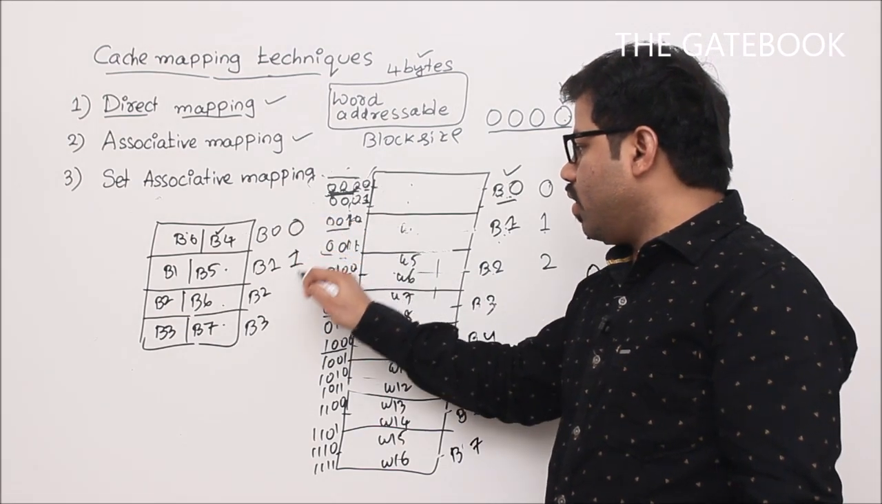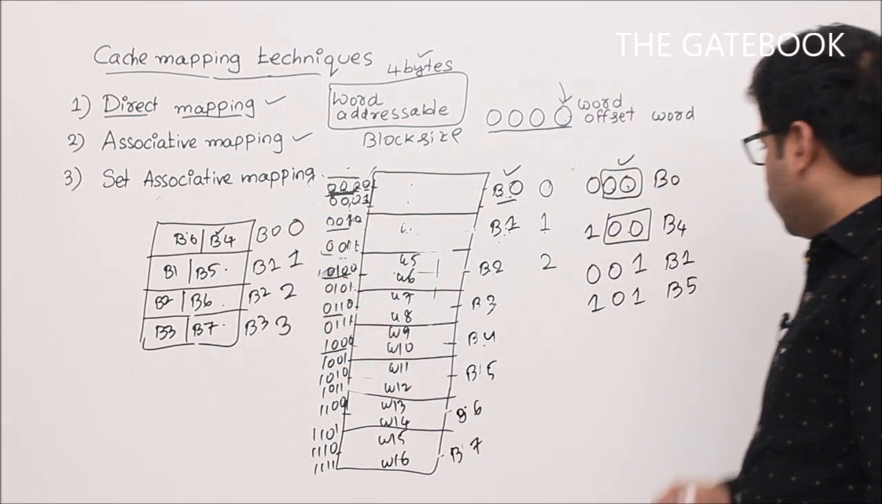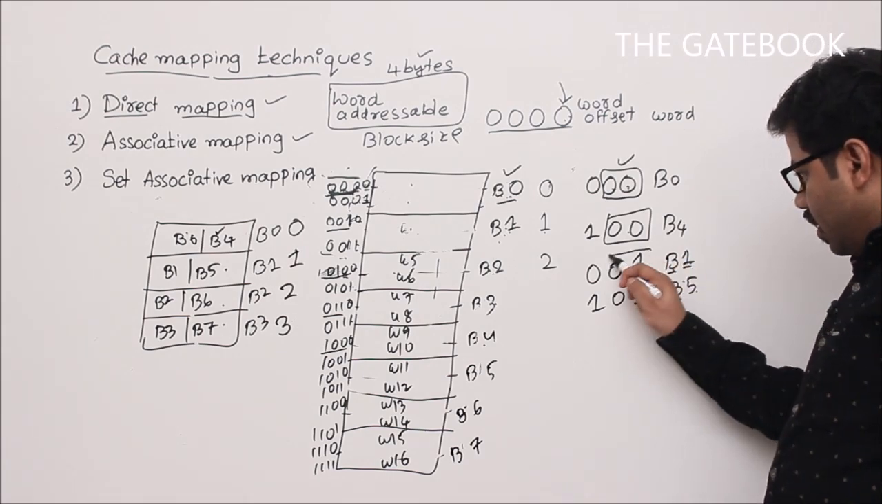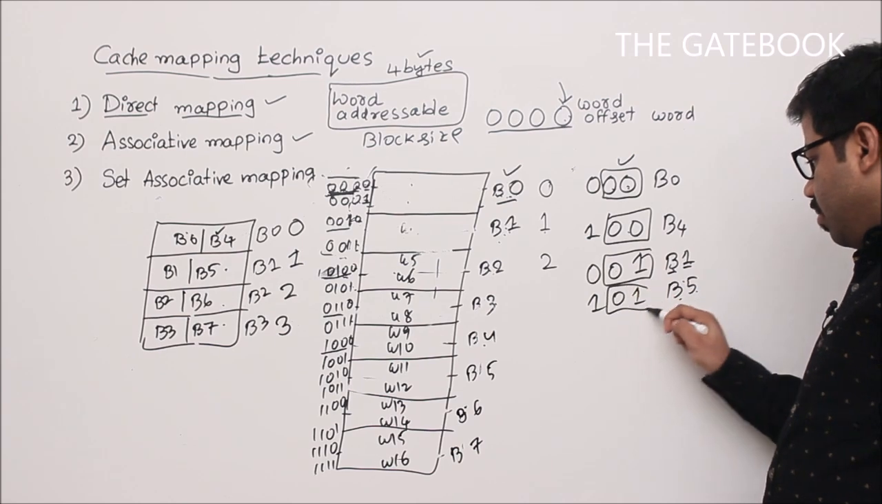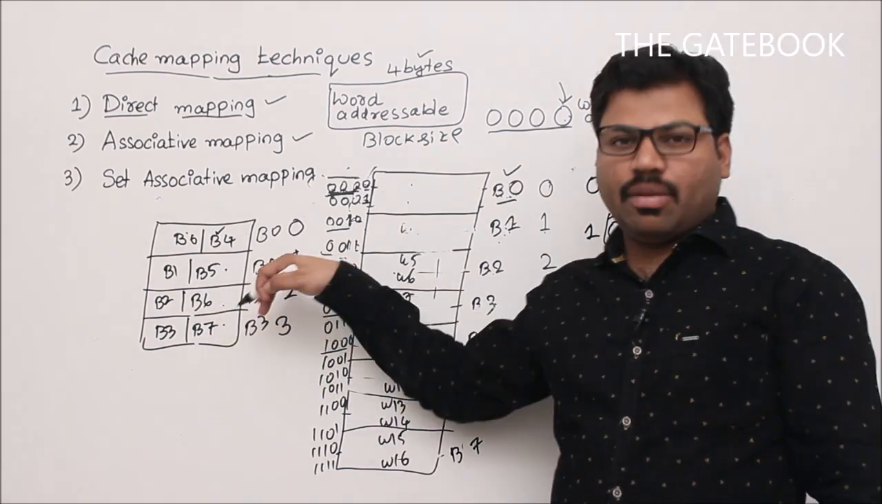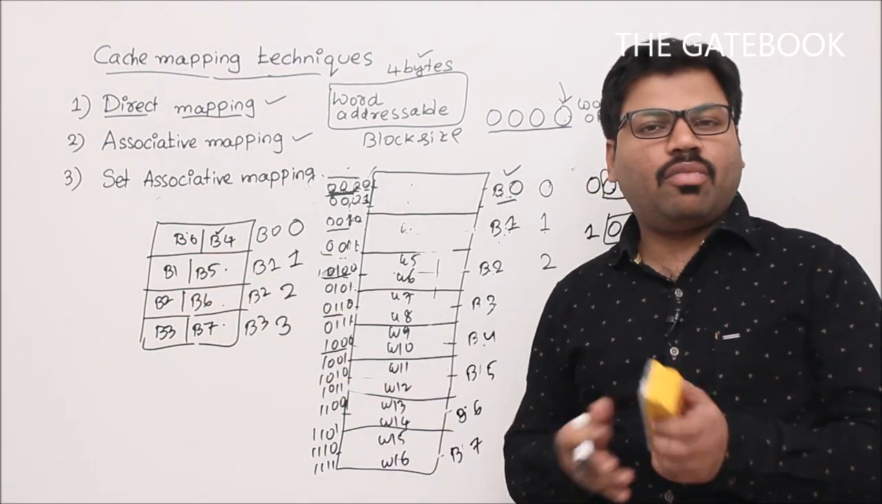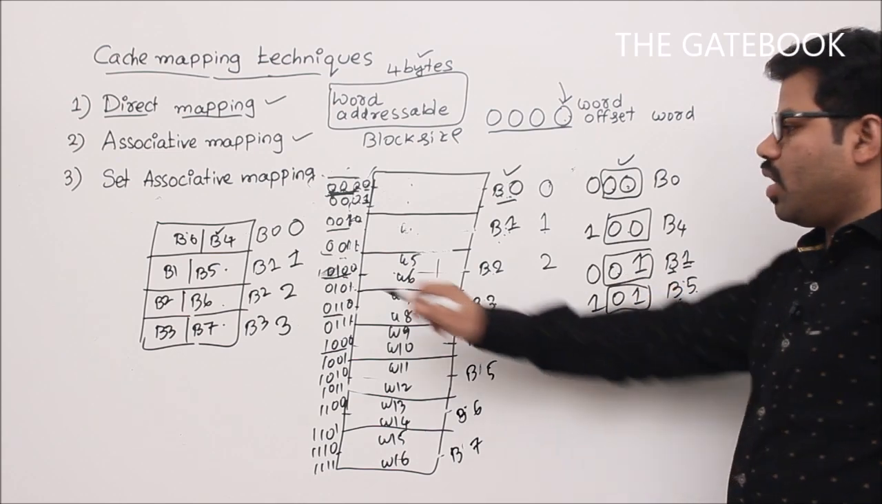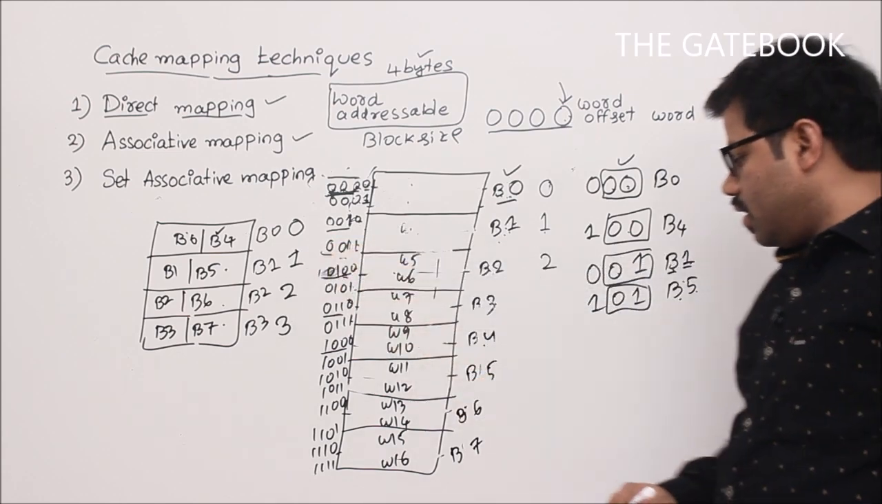This is block number 1, this is block number 2, block number 3. See, for B1 and B5 of main memory, the last 2 digits are the same. That's why we are going to map them to the same location, so that it will be easy. Why am I doing it like that? It will be easy. Now this 0 1 indicates the block number of the cache.